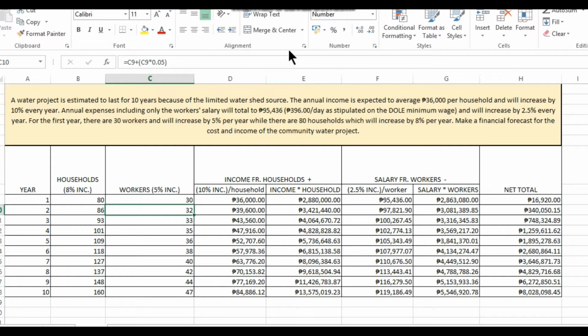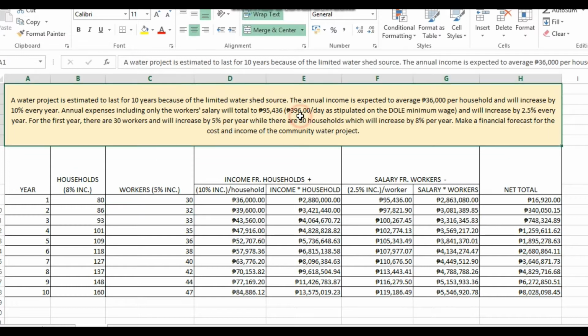So, here is what I've made and this one, I'll read the problem. A water project is estimated to last for 10 years because of the limited watershed source. I know hindi ito actual talaga na nangyayari in reality na for 10 years na siguro, or I don't know if may ganito ba, but it's only for the problem purpose.